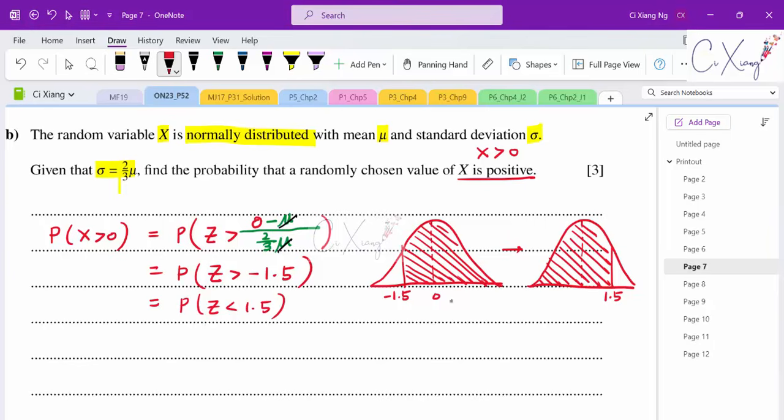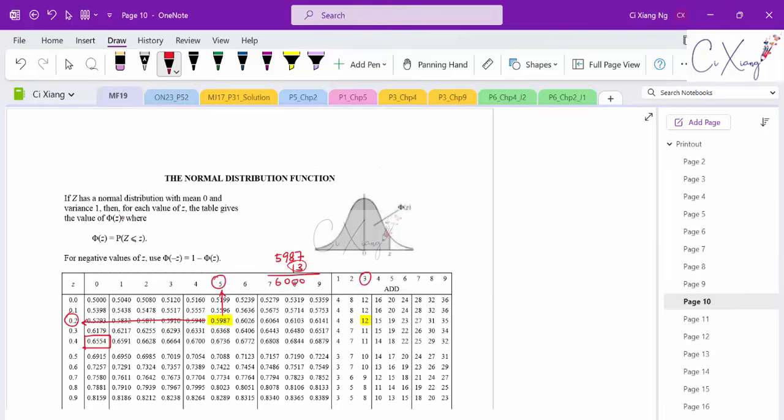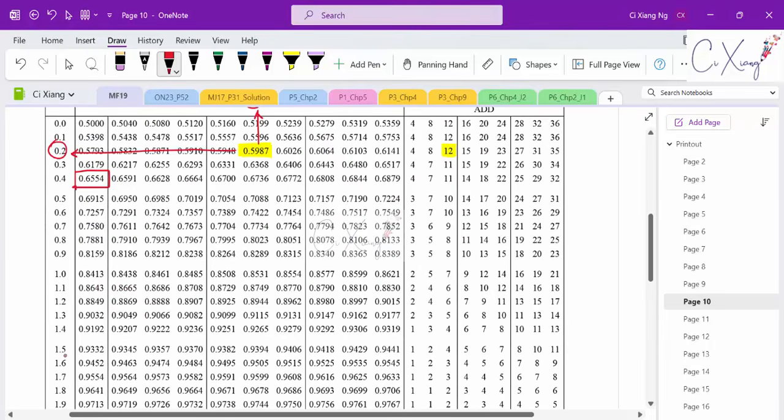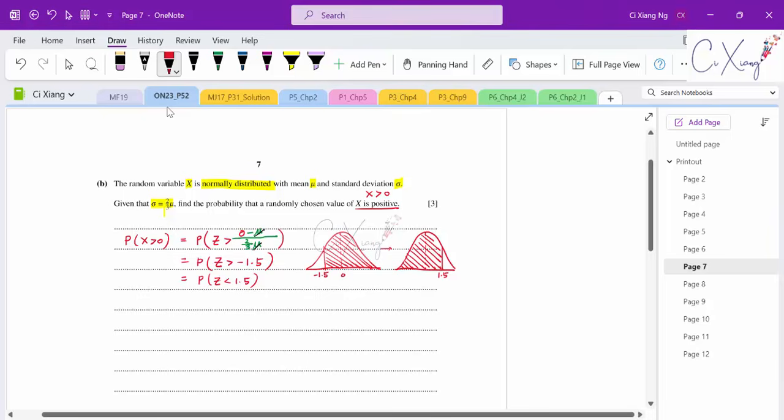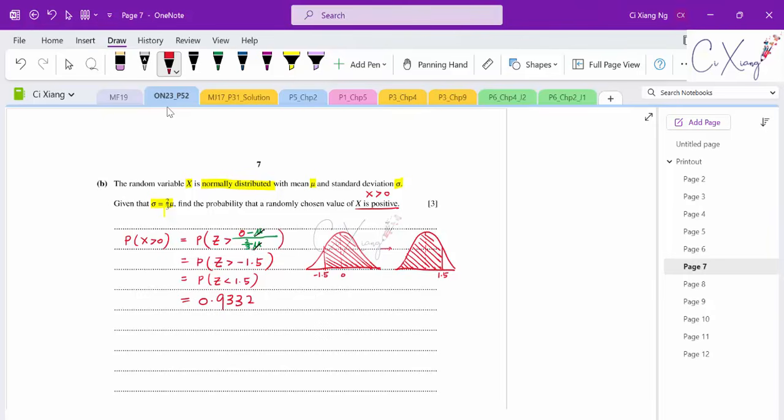Okay, so when you have Z smaller than a positive value, you can directly find the probability from the normal distribution table. Go back to our table now. 1.5, so Z equals 1.5. We are getting 0.9332. Okay, so apply the value here. Again, I will correct it to 3 significant figures and it will become 0.933. Okay, so this is how we solve question number 5.